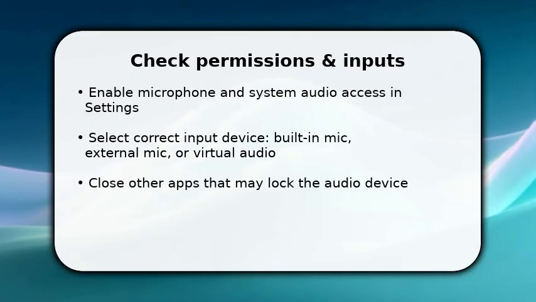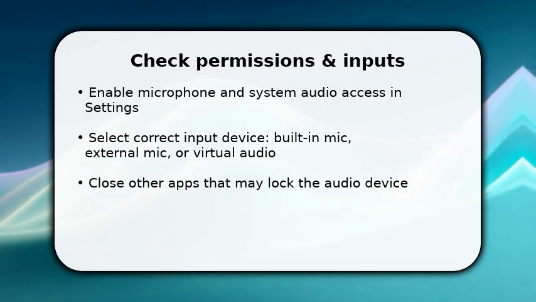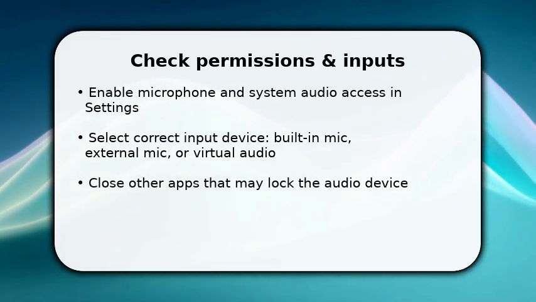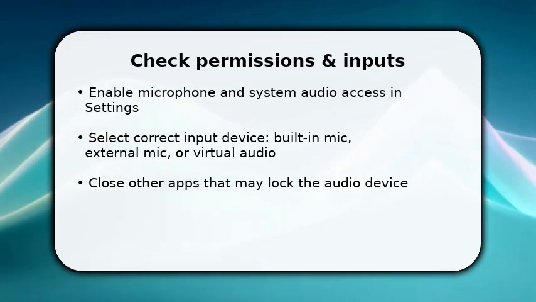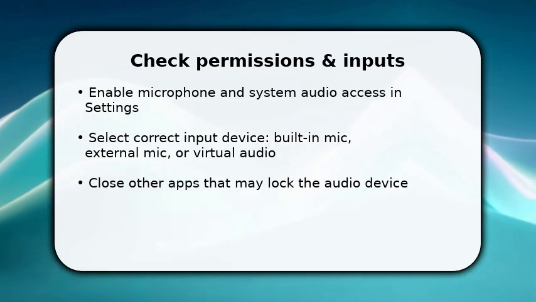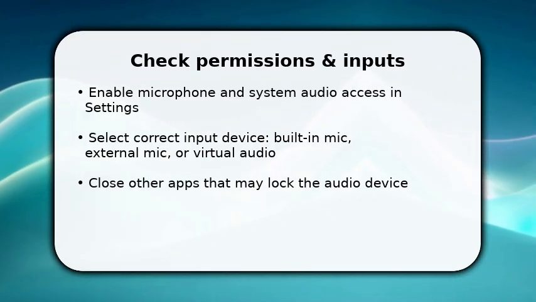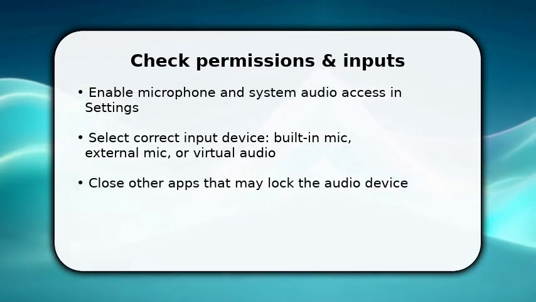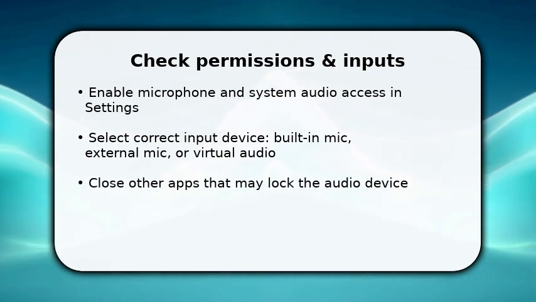You start by giving the recorder permission and picking the right input. Open Privacy or App Permissions now and enable microphone and system audio access for your recorder. Once done, go to the recorder's audio settings and choose the exact device you want. Built-in mic, external mic, or a virtual audio driver. Don't assume the default is correct. Make sure no other app is holding exclusive control of that device. If one is, close it so the recorder can claim the audio channel.